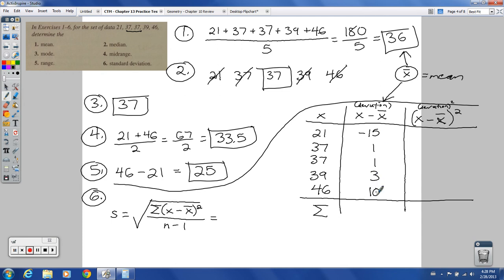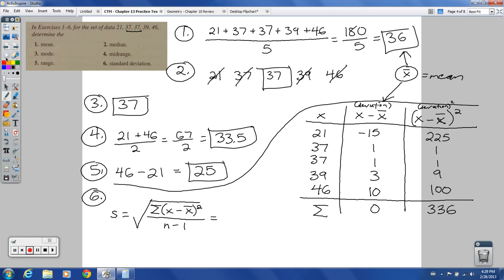If you add all these together, they should add to 0 if you did this right, and it looks like they do. So this is a 0. That's a good thing for us there. And now the deviation squared, this part squared. So negative 15 squared would be positive 225. This would be 1, this would be 1, this would be 9, this would be 100. Add that all together, you'd have 111. 111 plus 225 would be 336.